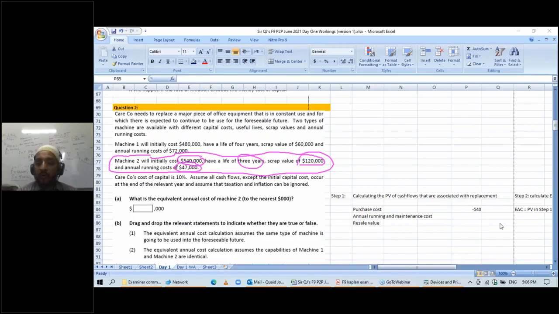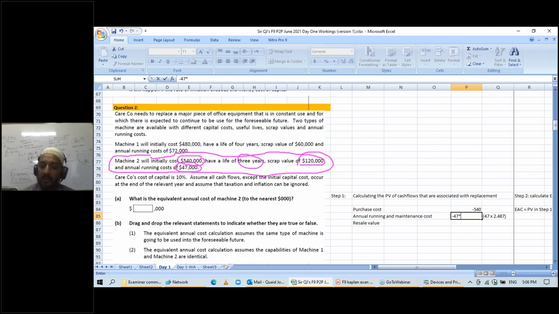So the next cash outflow is 47,000. We multiply it by the annuity fraction at the discount rate, which is 10% in this question. So at 10%, the annuity fraction is 2.487. So minus 47, this is the running cost, multiplied by 2.487. This gives you the present value of the maintenance cost. Now the maintenance cost will be incurred every year. The 47,000 amount will be incurred every year.